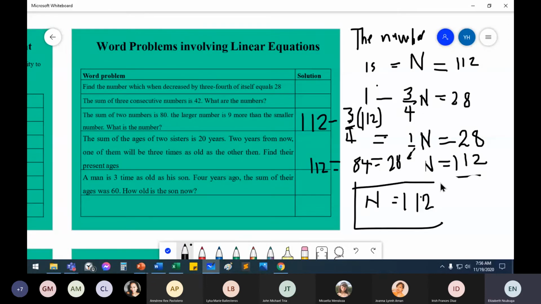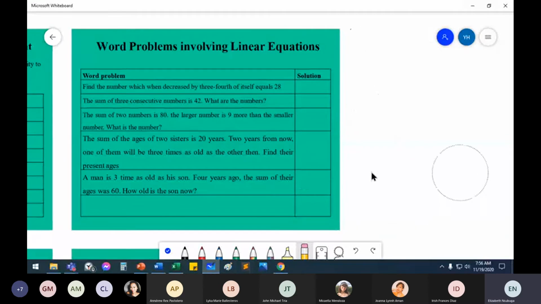Okay, so can we do number 2? It's not difficult, students. It's very easy. You will see, you will be able to do it. We have many numbers to do. I do number 2, and then you are going to practice number 3. So let's do number 2.